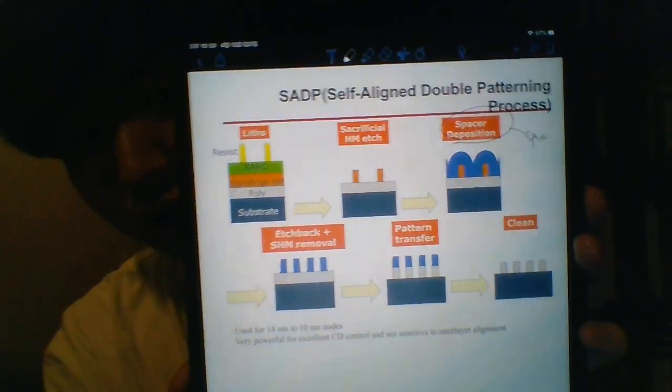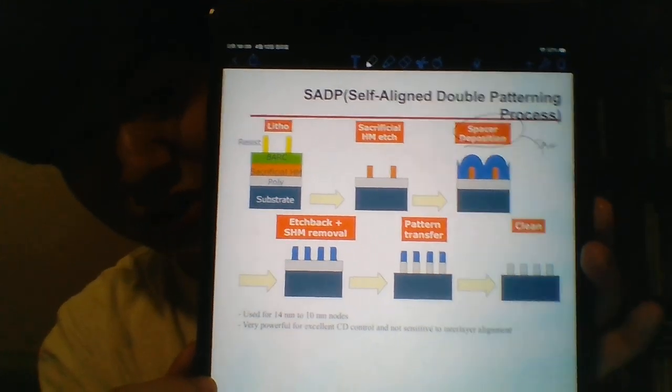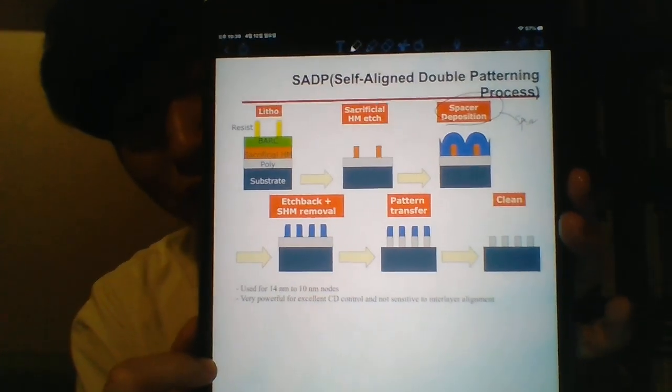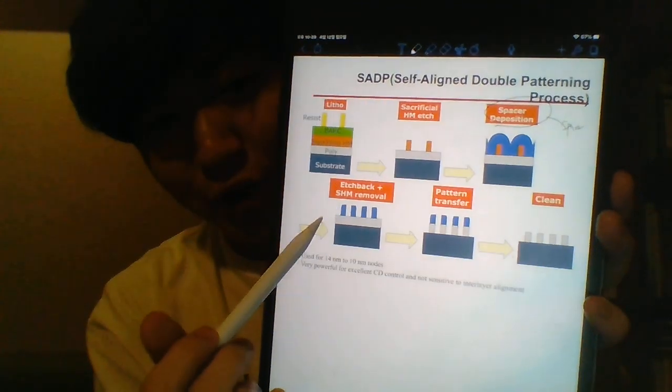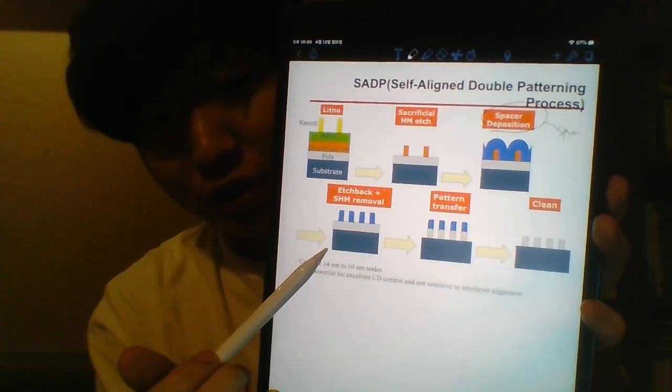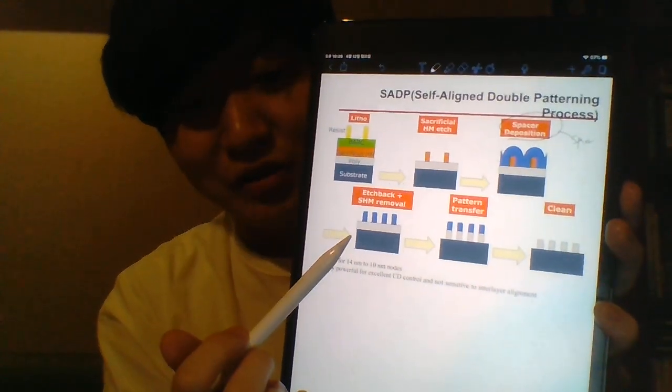Next one I'll show you is the self-aligned double patterning process. This one is more tricky than the previous approach because it uses spacers. The spacers will perform as a kind of second mask, or as a shield, for our second lithography and etching process. And hence the name self-aligned double patterning.